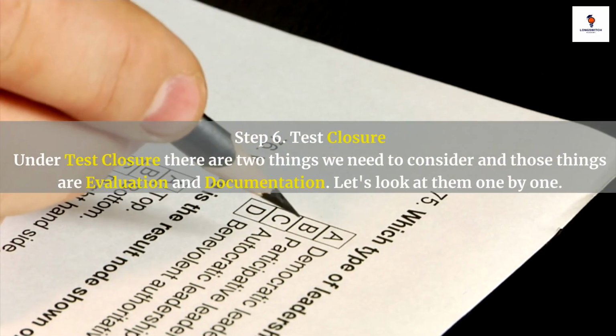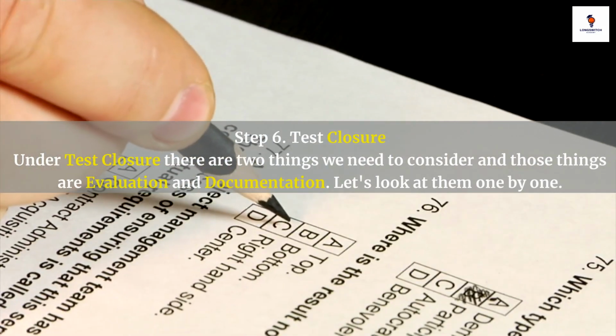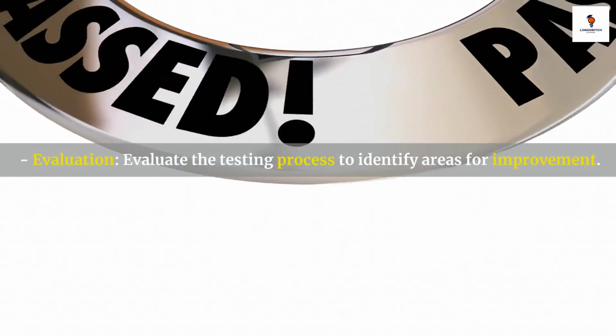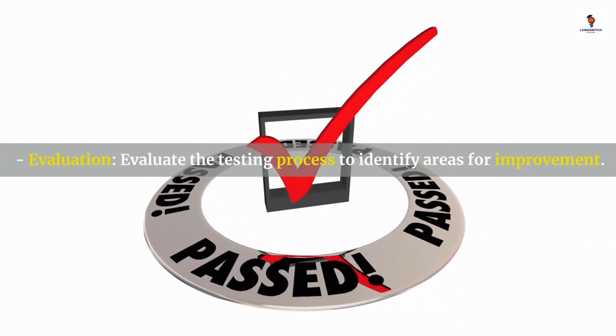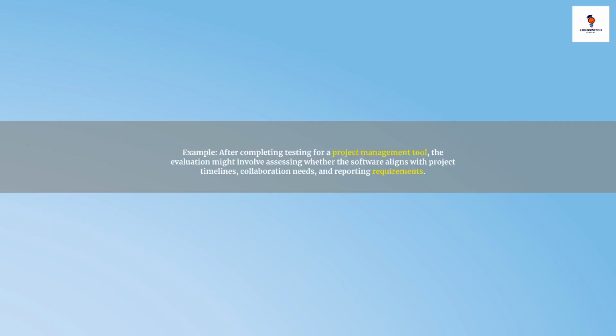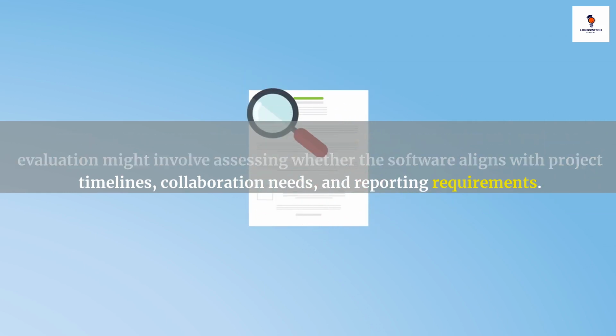Step 6. Test closure. Under test closure, there are two things we need to consider, and those things are evaluation and documentation. Let's look at them one by one. Evaluation. Evaluate the testing process to identify areas for improvement. Documentation. Document test results, lessons learned, and any additional recommendations. Example: after completing testing for a project management tool, the evaluation might involve assessing whether the software aligns with project timelines, collaboration needs, and reporting requirements.